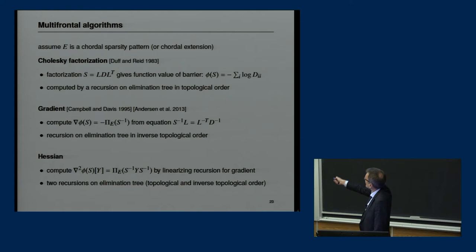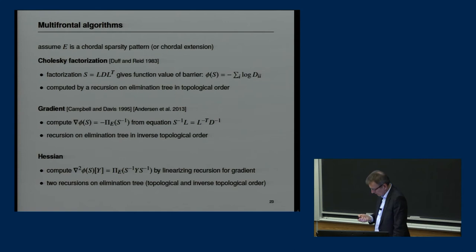And then for the Hessian, you have two recursions, one in inverse topological order and the other in the topological order. And another interpretation of this inverse algorithm is that if you write the Cholesky factorization in this way, and we solve for the entries in the inverse of S that we're interested in, so the entries in the sparsity pattern, you can actually obtain them from this equation in a very nice algorithm.